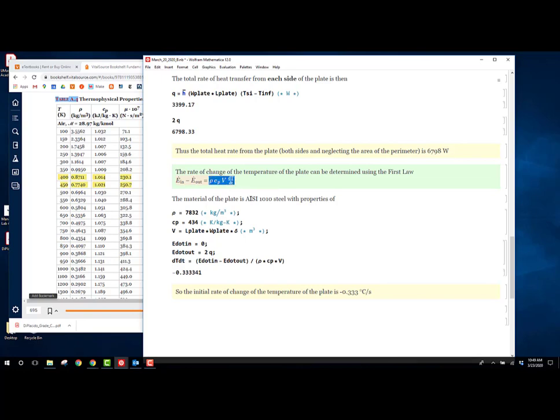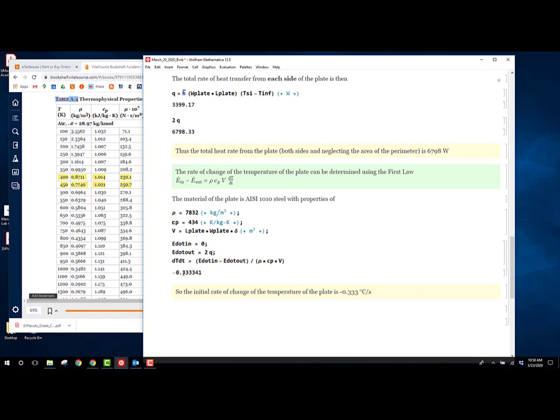solid itself. So we're told that the material is AISI 1010 steel, so we get the properties of its density, its specific heat, and the volume, right? This capital V here is the volume. So it's the length of the plate times the width of the plate times its thickness. And with those calculated, we note that E dot in is 0, right? There's no source of heat coming into the plate. There's only a source term going out, and that's going to be equal to the time rate of change of energy within the plate.